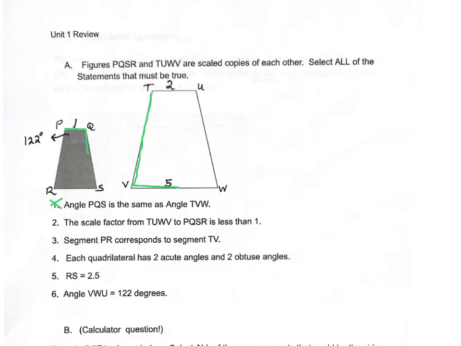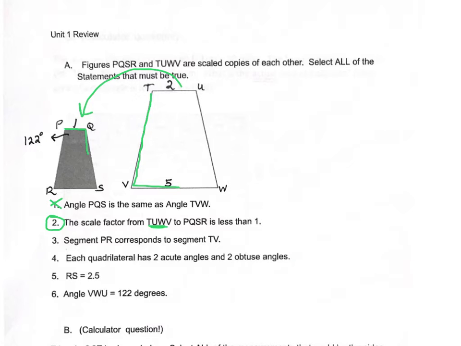So that is not a true statement. It says the scale factor from TUVW to PQSR is less than 1. Well, the order is important here. TUVW is the bigger one. It's going down to the smaller one. And to get a bigger figure down to the smaller figure, the scale factor should be less than 1. So number 2, yes, is correct, is true.